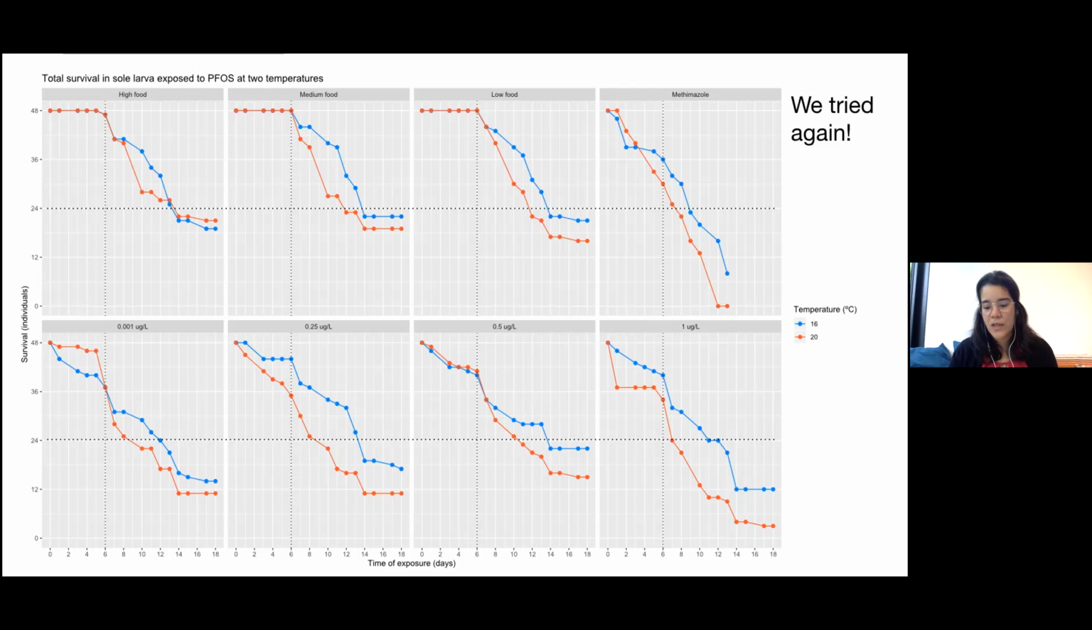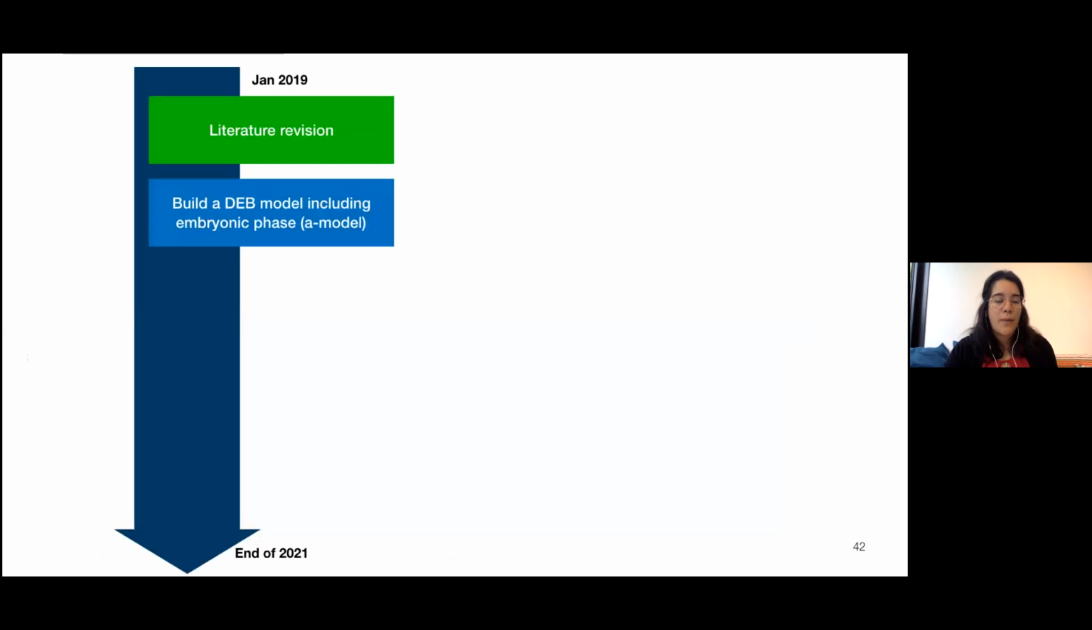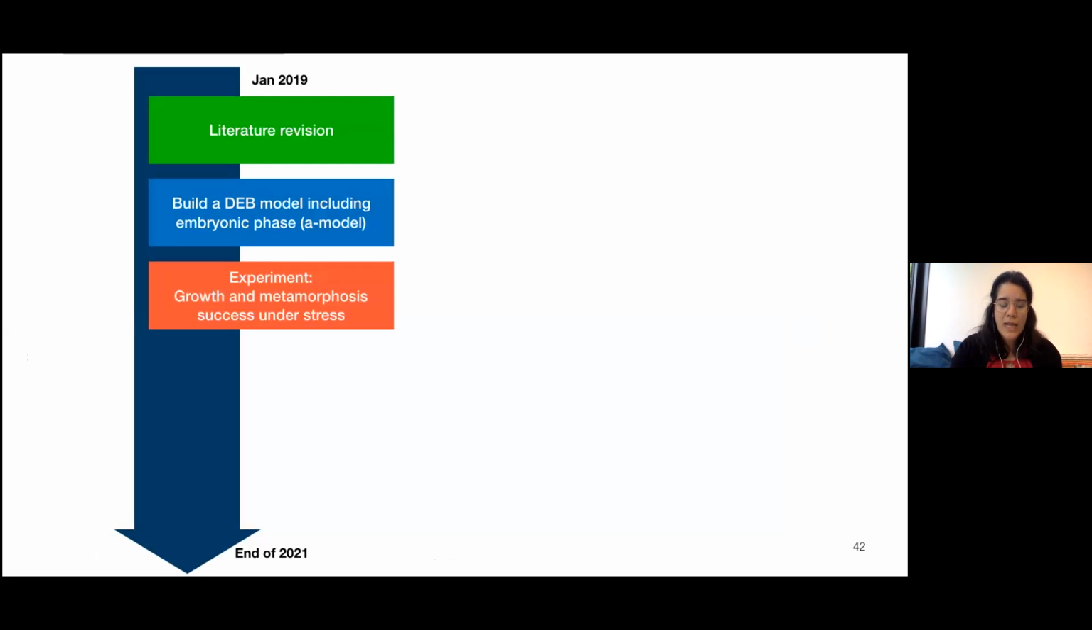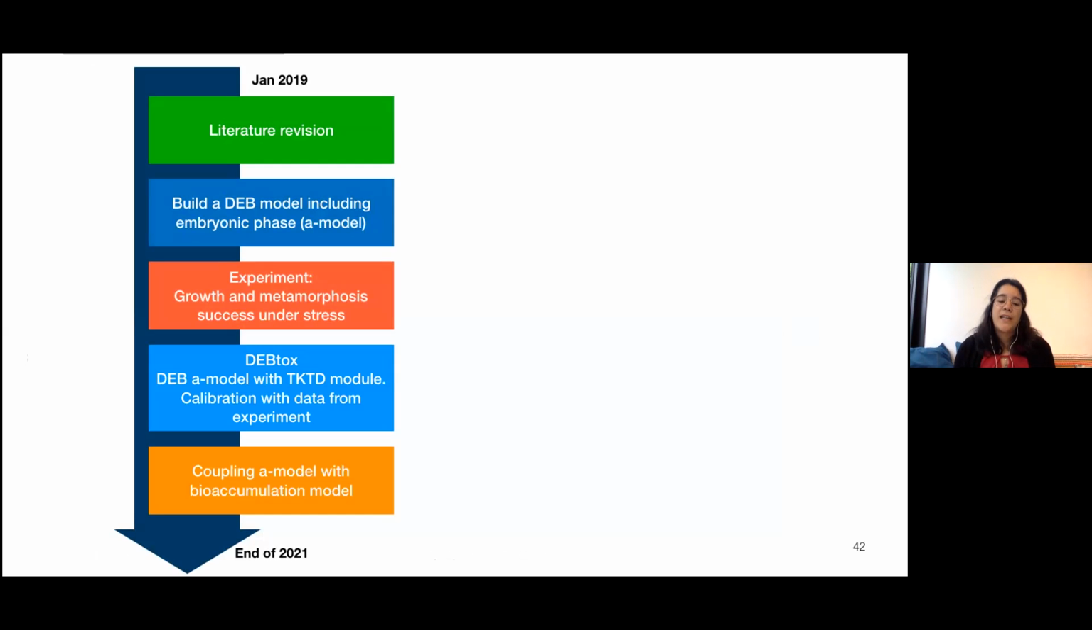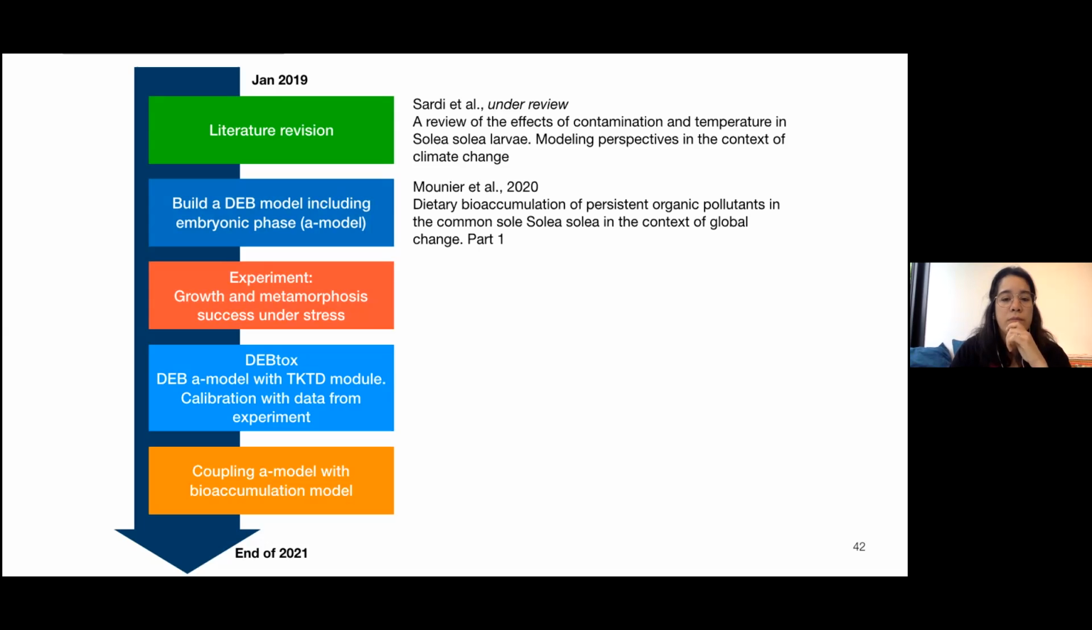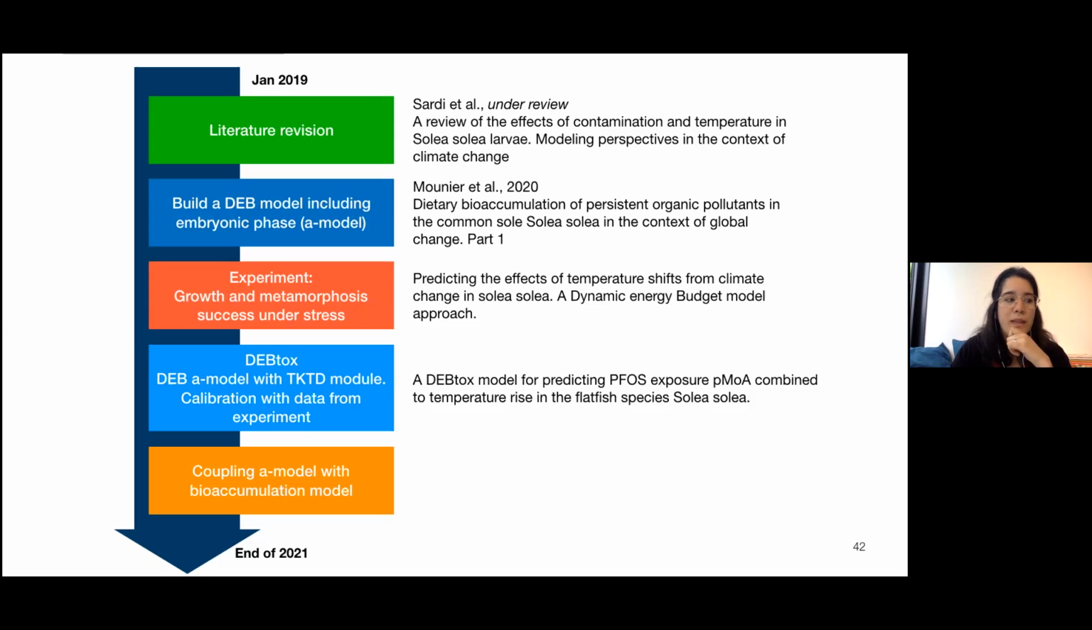larvae dead by then. So to summarize, in my postdoc, I started in January 2019. I did a literature revision and calibrated the model using larvae data. And that allowed me to move on to the experiment. And with the data of the experiment, I will validate the model, and I will attach a toxicity module to the DEB model. And the next steps, which I don't think will be covered in my postdoc, is to couple this model with a bioaccumulation model. So these are the publications that could come out of each of these categories.